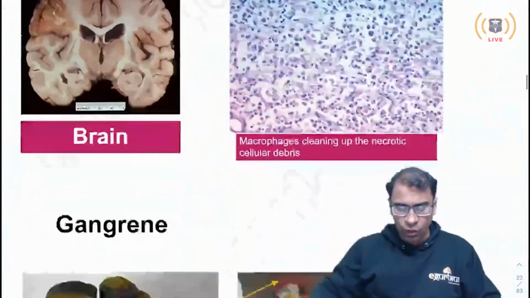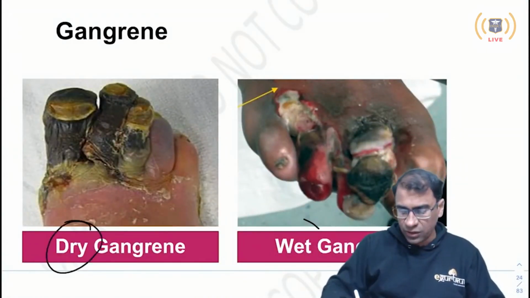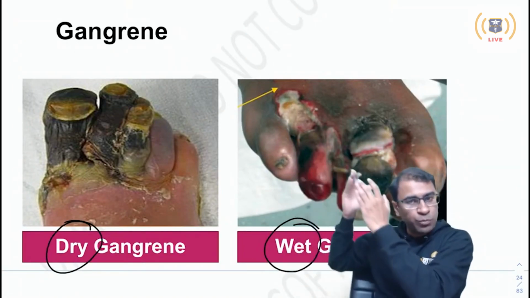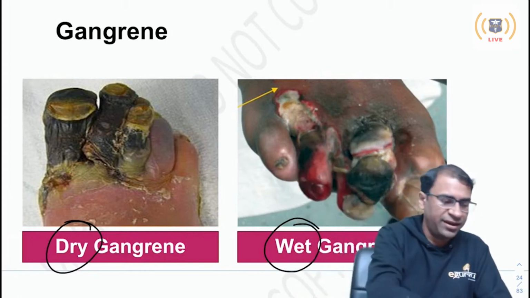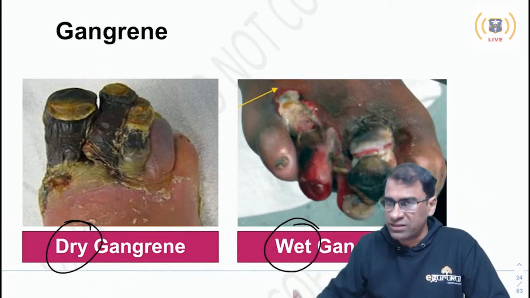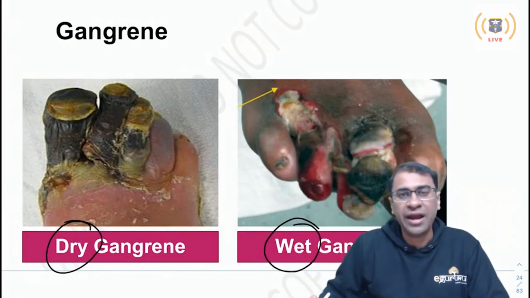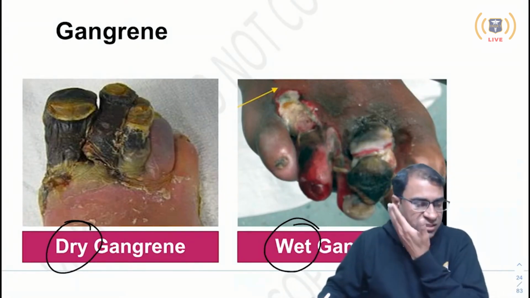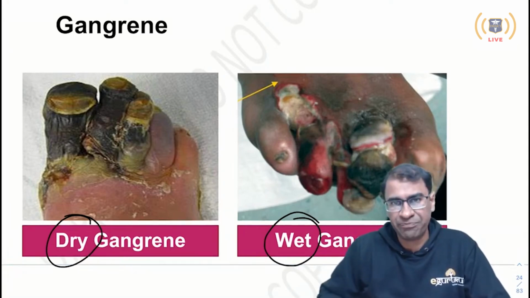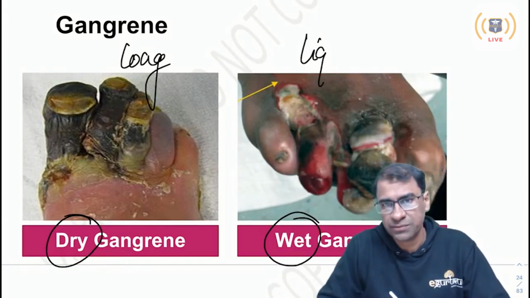Now look at this image. Dry gangrene and wet gangrene. Very simple to understand. Wet gangrene is a dry gangrene with a superimposed bacterial infection. Dry gangrene has just gangrene. It's dry. It's black. But when that has a superimposed bacterial infection, it is wet gangrene. Okay? This is dry gangrene and this is wet gangrene. This is coagulative necrosis. This is liquefactive necrosis.